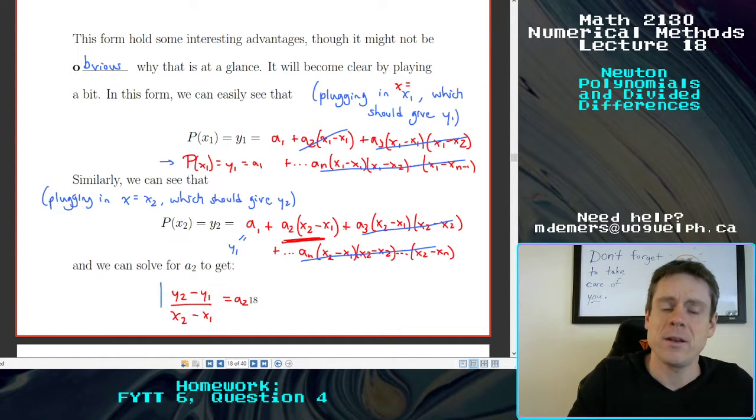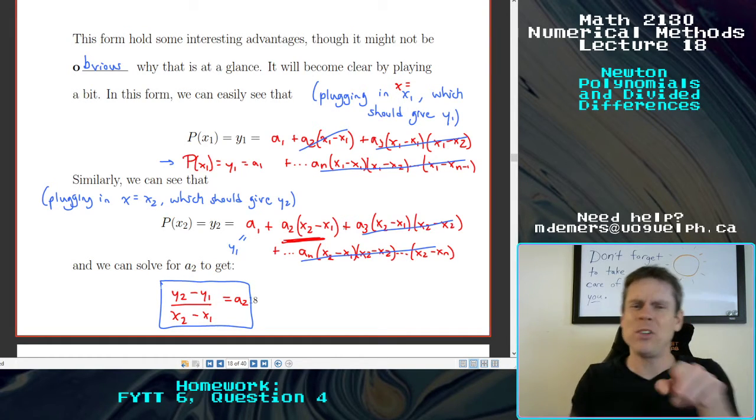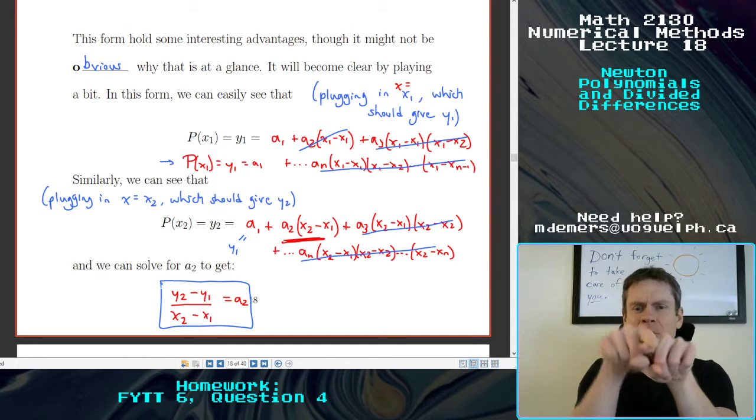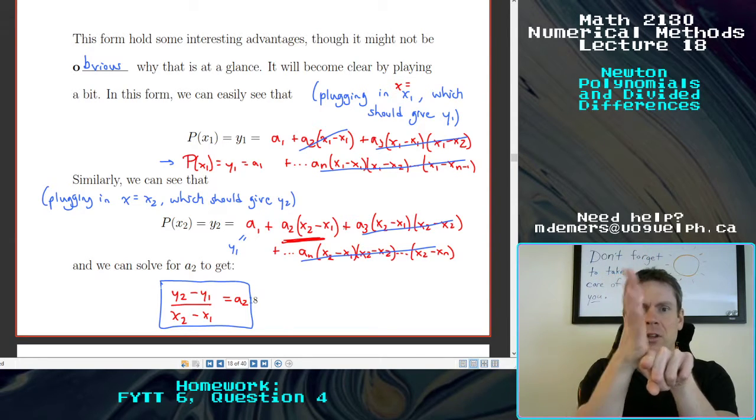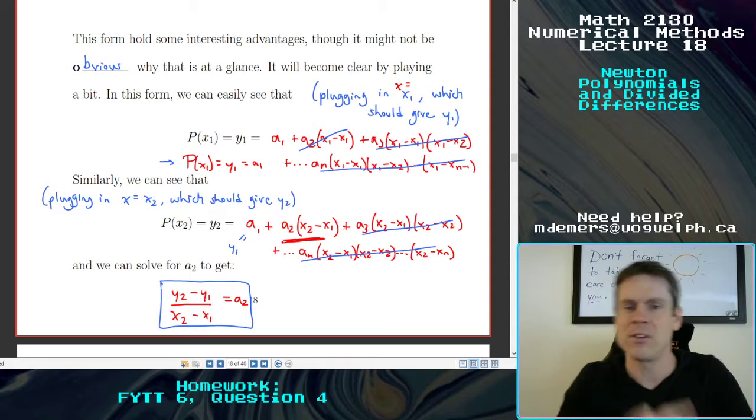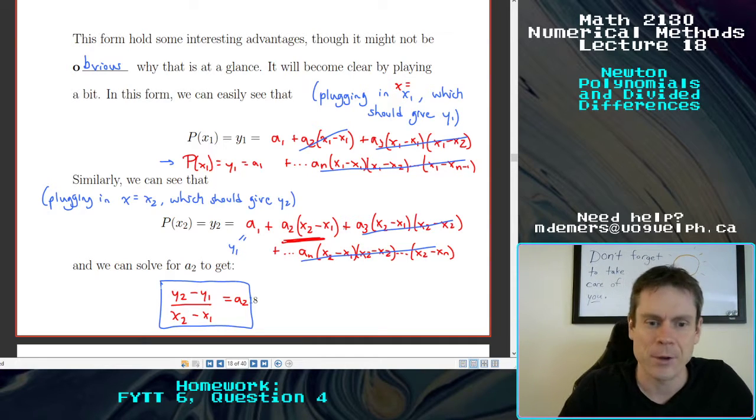Okay, you might ask yourself for a second, well, what if x2 is equal to x1? But if x2 is equal to x1, that means they're on the same x value, and if they have two different y values, no polynomial can go through two different y values at a single x value. So that's not something that we have to worry about.